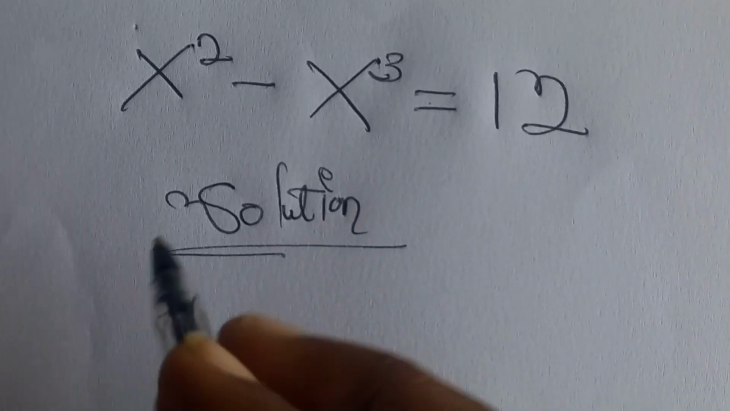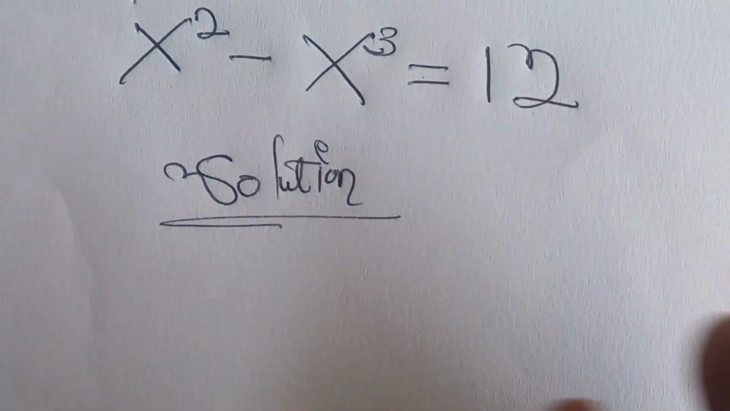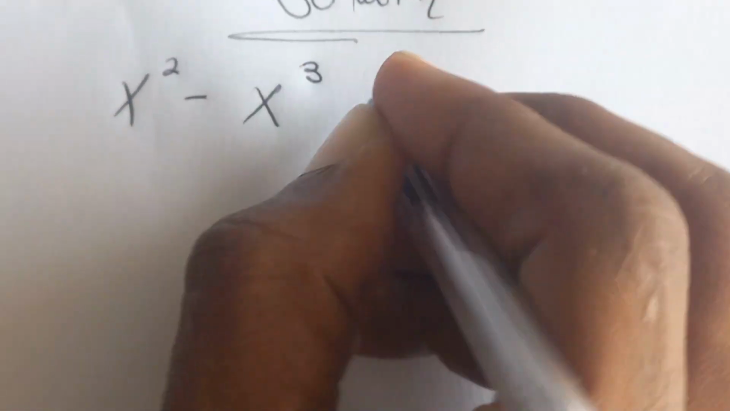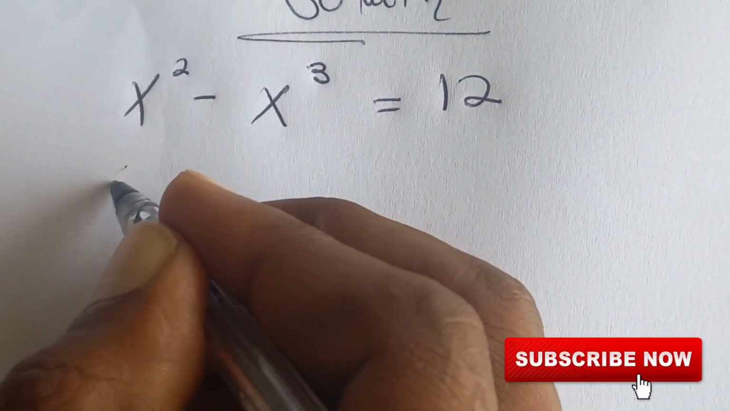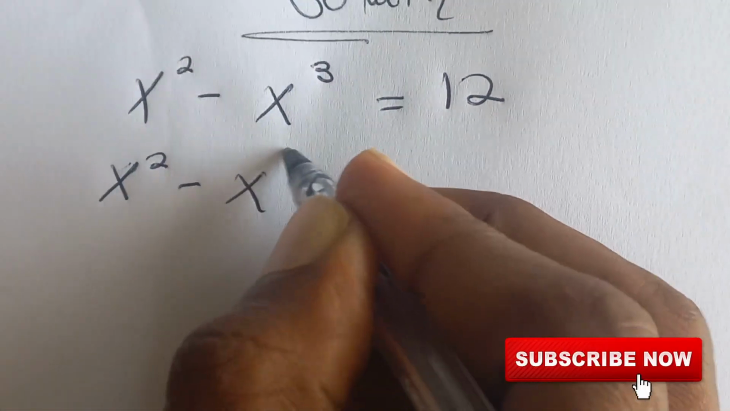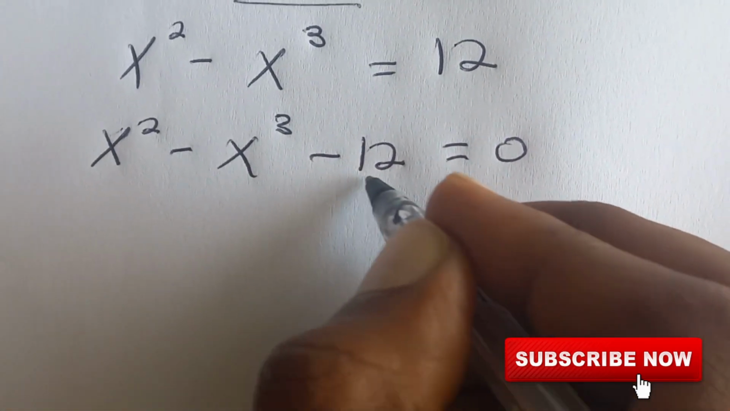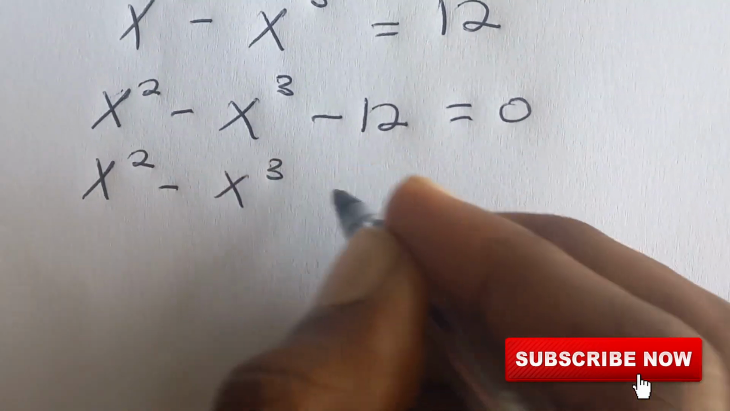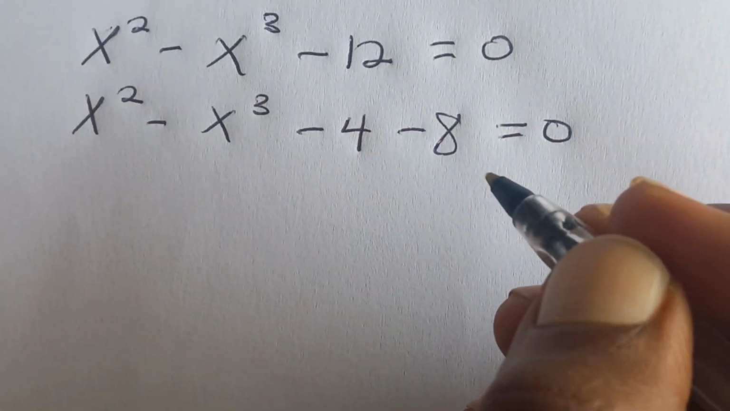Guys, so today we are solving x squared minus x cubed is equal to 12. In this case, we are solving for x. Okay, so we have x squared minus x cubed is equal to 12. And with this, we get that x squared minus x cubed minus 12 is equal to 0. And this negative 12, you can write it as x squared minus x cubed minus 4 minus 8, and it's equal to 0.